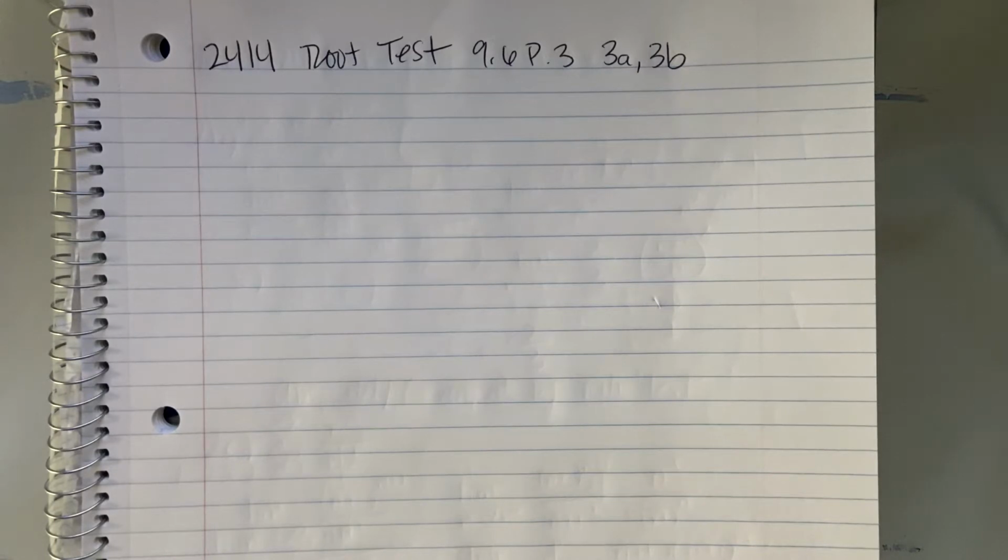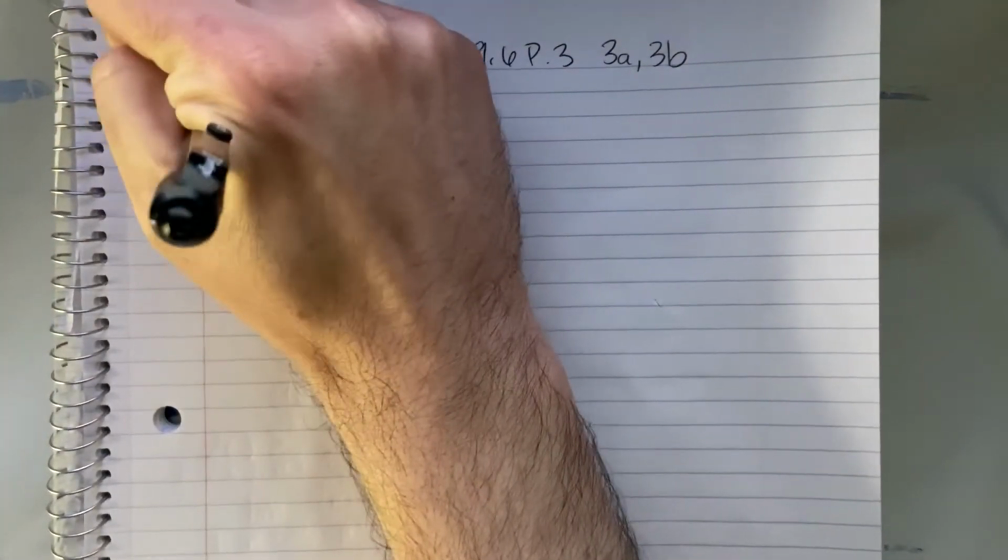If you're taking the nth root of something, if the nth root is less than 1, it will converge absolutely. If the nth root is greater than 1 or infinite, it will diverge. And it's inconclusive if the nth root is exactly 1. So 3a and b are about doing the problem with the root test and doing it with the ratio test. So let's look at 3a and how it works.